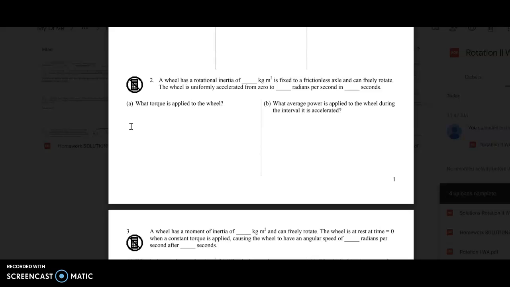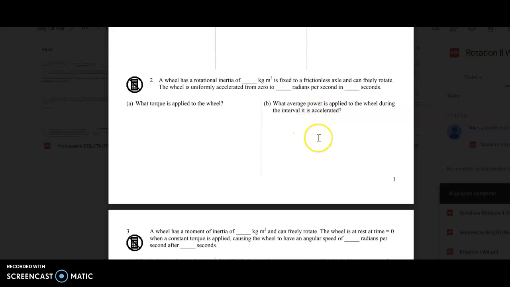Remember, torque is R cross F, and torque is I alpha, where I is rotational inertia. I would remind you that just like linear acceleration is change in linear velocity over time, angular acceleration is change in omega over time.